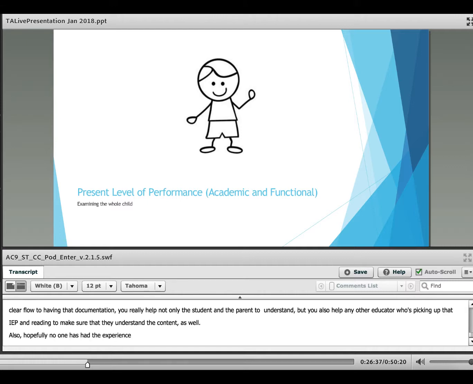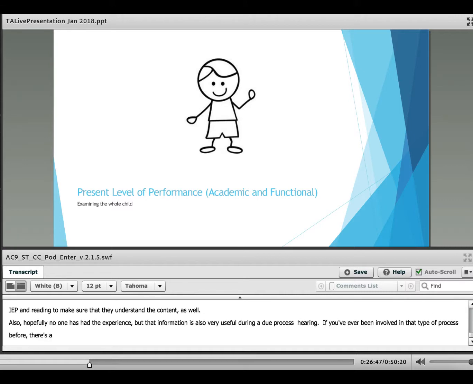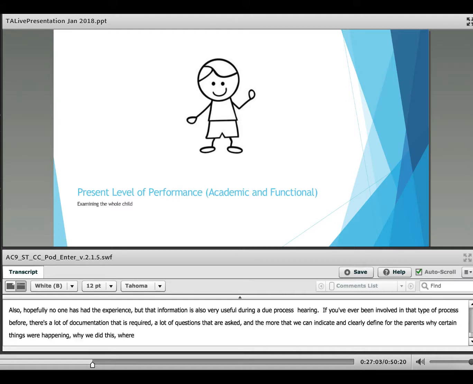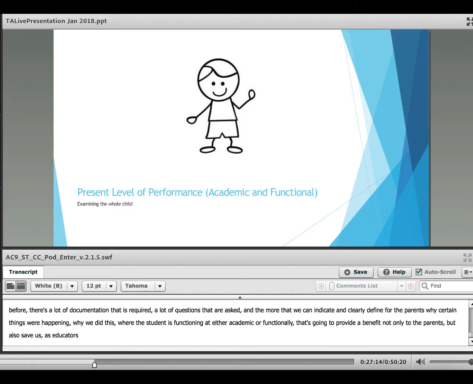Also, hopefully no one has had the experience, but that information is also very useful during a due process hearing. If you've ever been involved in that type of process before, there's a lot of documentation that is required, a lot of questions that are asked, and the more that we can indicate and clearly define for the parents why certain things were happening, why we did this, where the student is functioning at either academic or functionally, that's going to provide a benefit not only to the parents but also save us as educators.